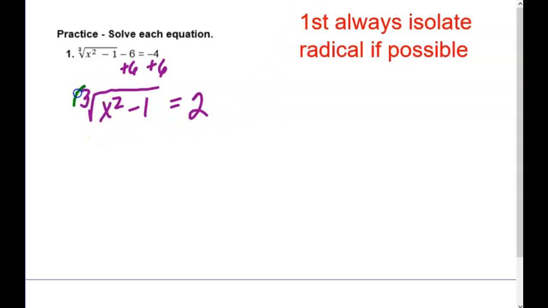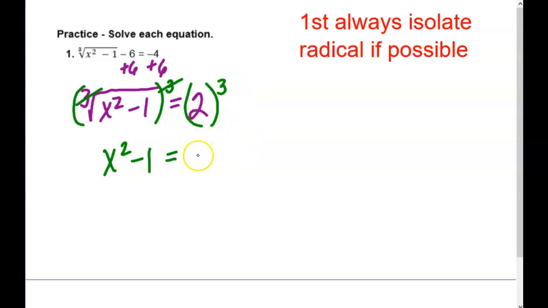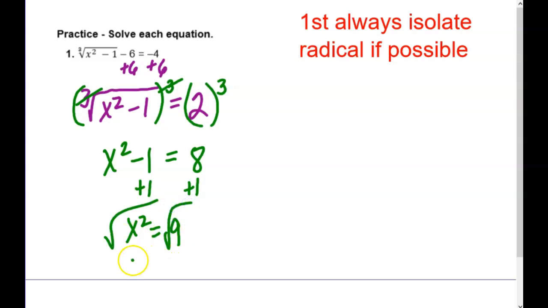To get rid of a cubed root, yep, we're going to cube both sides. So the cube root and the cubed will undo each other, and we just end up with an x squared minus 1. And over here, we have a 2 to the 3rd power, which is 8. Use your calculator if you need to. Then we're going to add 1. X squared is 9. If we square root both sides, what do we get?